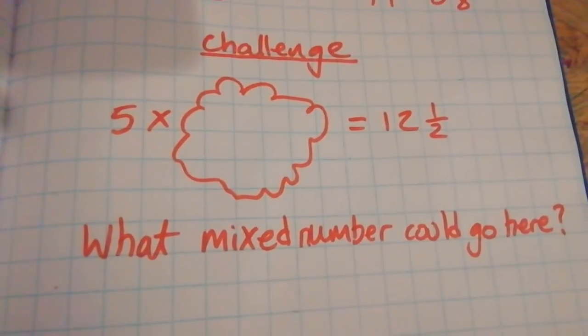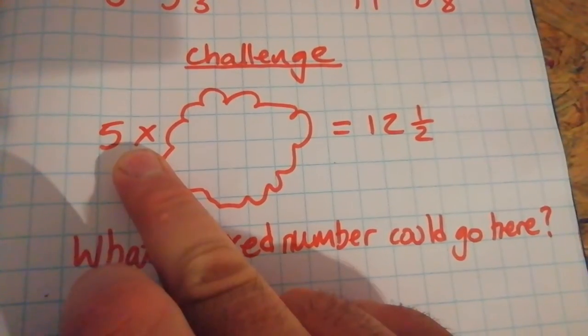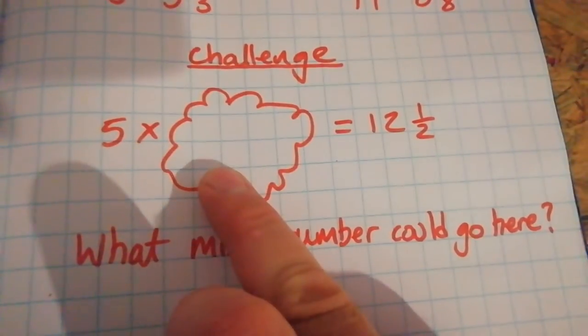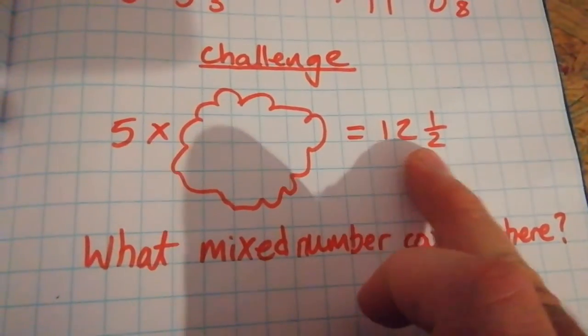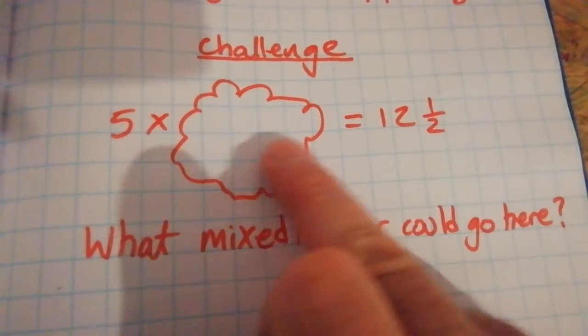And here is your challenge. 5 times a mixed number equals 12.5. What mixed number could go right in here?